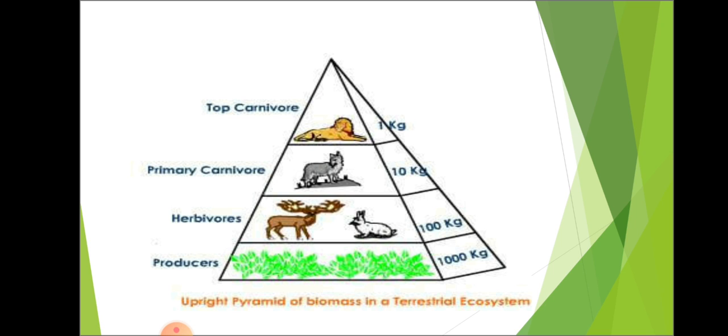And moreover, in general, all ecological pyramids are in upward direction, except these inverted pyramids of biomass, which are found in aquatic ecosystems. So let's discuss all these concepts in detail in class.